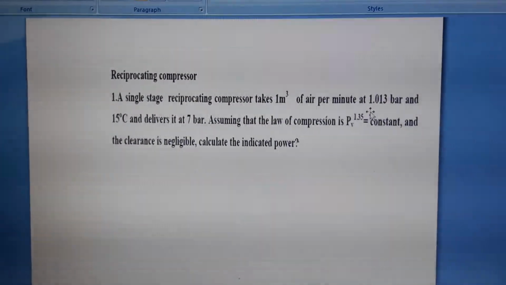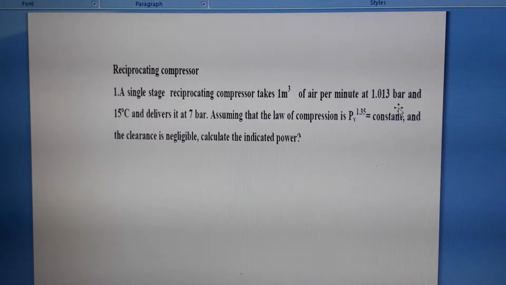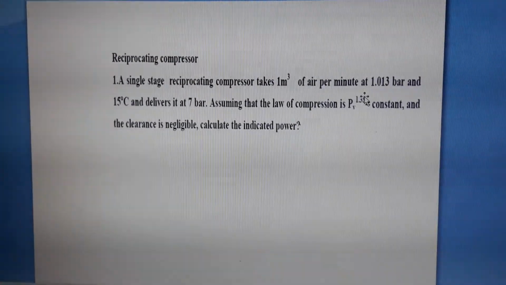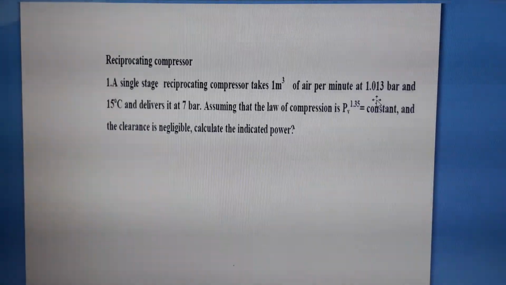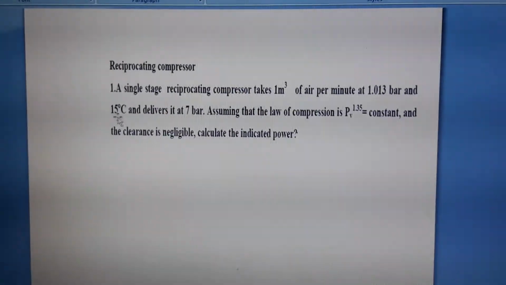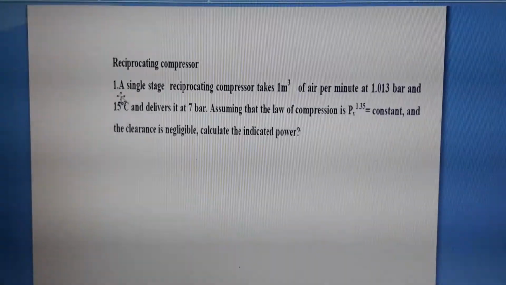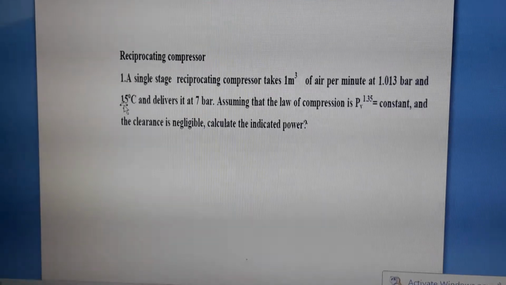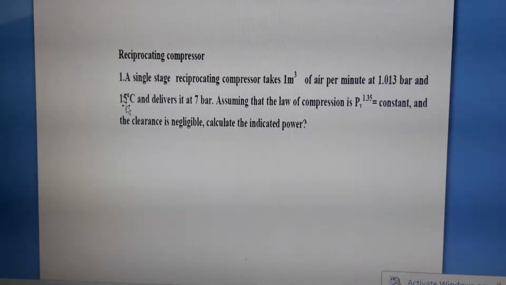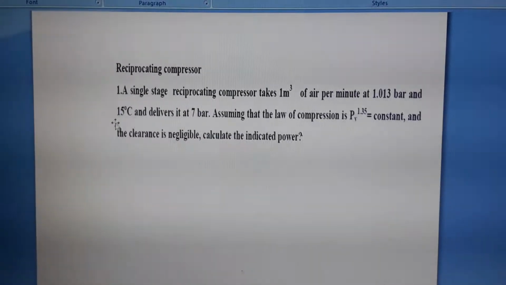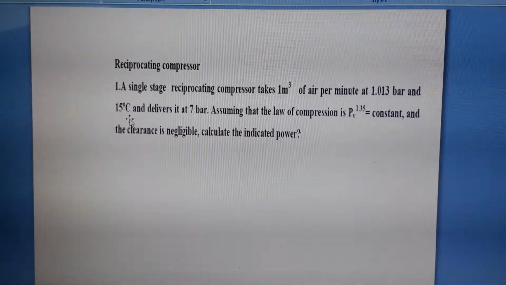So 1 bar is equal to 10 raised to 5 Pascal. So pressure P1 is 1.013 bar, that is equal to 1.013 into 10 raised to 5 Pascal. Next, this is the temperature T1, that is 15 degrees Celsius. Again we have to convert this temperature from degree Celsius to degree Kelvin. So we have to add 273 to this value. So T1 is 15 plus 273, so that is 288 degree Kelvin.